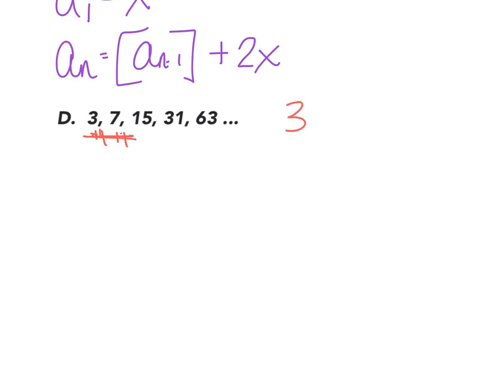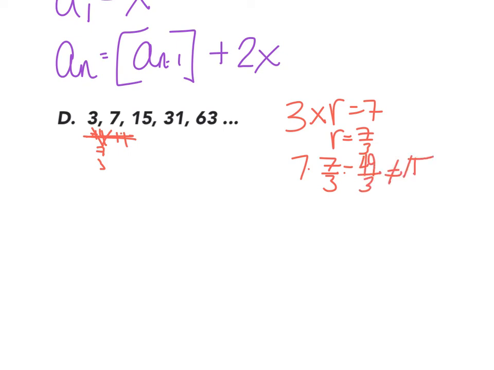How about multiplying? 3 times what is equal to 7? So it looks like I'd be multiplying by 7/3. Does that hold true? So if I take this and multiply by 7/3, I get 7. How about 7 times 7/3? Do I get 15? Well, it looks like I get 49/3, which does not equal 15. So wait a minute, multiplying's out. So now you have to get creative. Did anybody get it, you think? How can I get from 3 to 7, 7 to 15, 15 to 31? And again, you can be as creative as you need, as long as your pattern works.